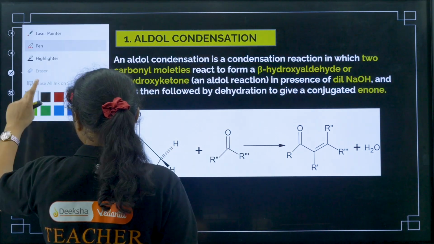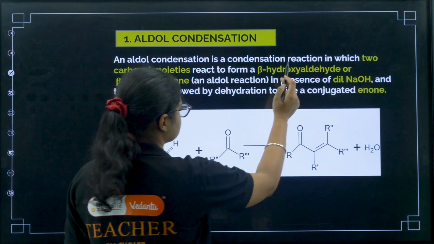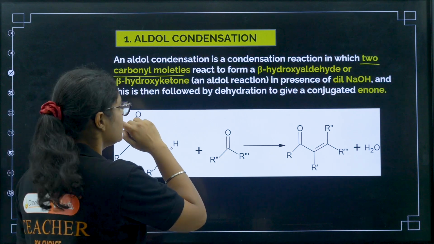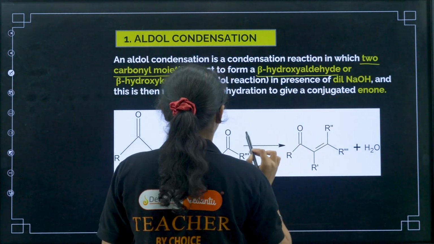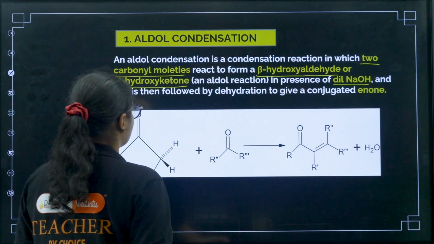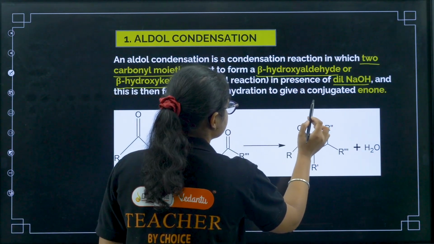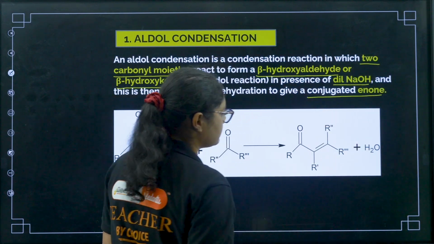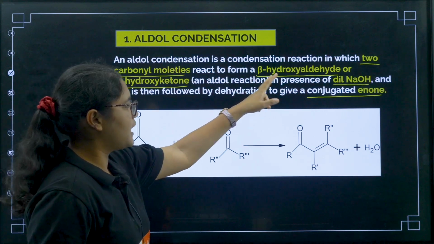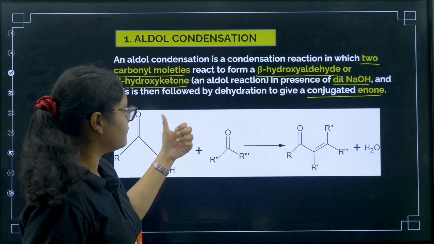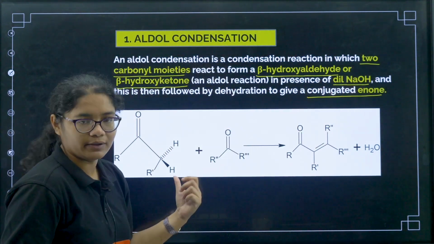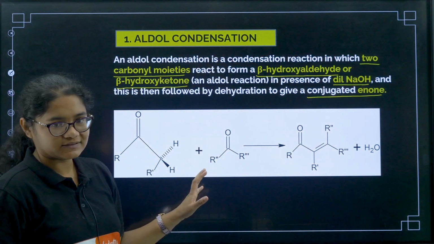So aldol condensation, you can see the statement here. Aldol condensation is a condensation reaction in which 2 carbonyl moieties, this is the reactant, react to form, what is the product? Beta hydroxyaldehyde or beta hydroxy ketone. What is the reagent? In presence of dilute NaOH, and this is then followed by dehydration to give you the conjugated enone. You can see the reaction here. We have 2 carbonyl moieties, they give beta hydroxyaldehyde or ketone first, and after dehydration they give you the enone compound in the presence of dilute NaOH. So this is the reaction. I hope this is clear.